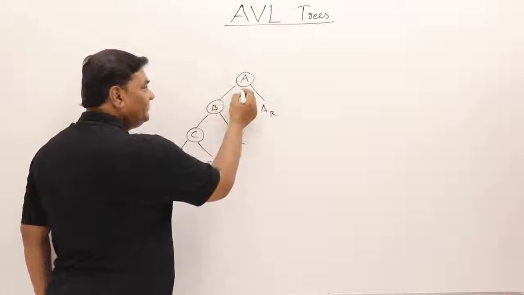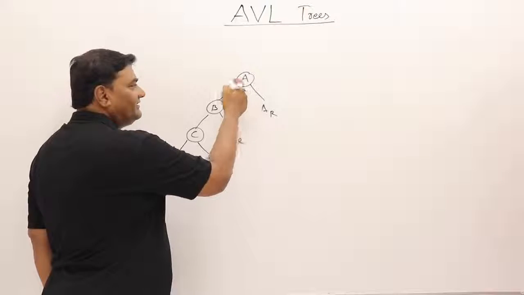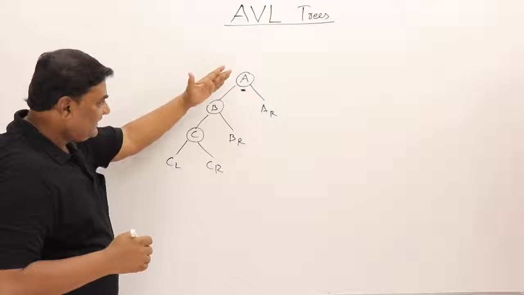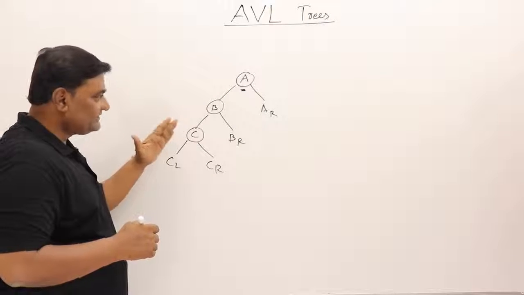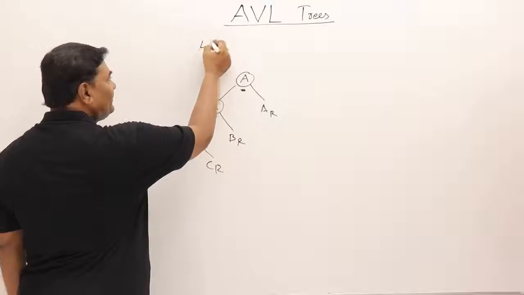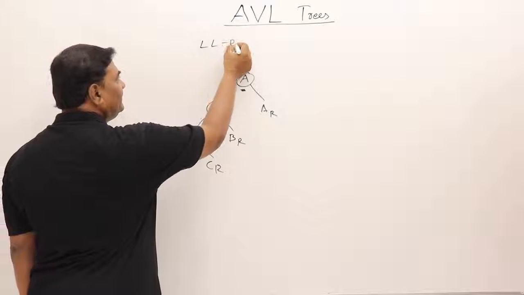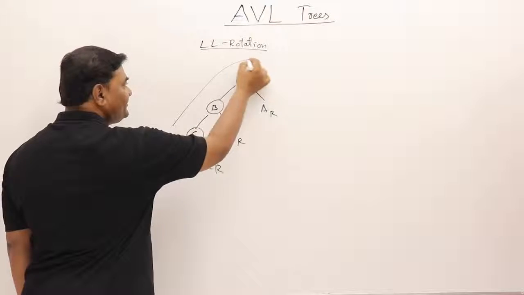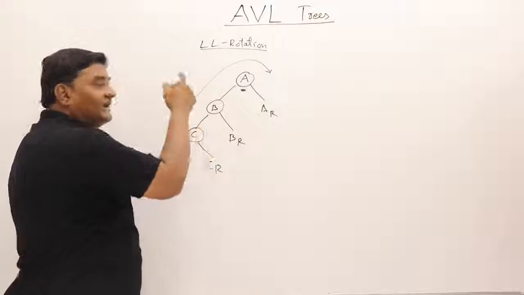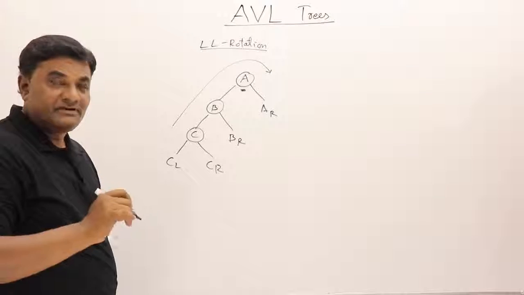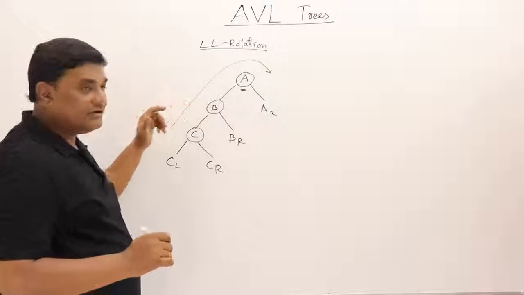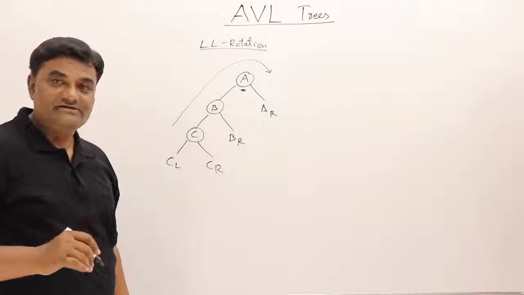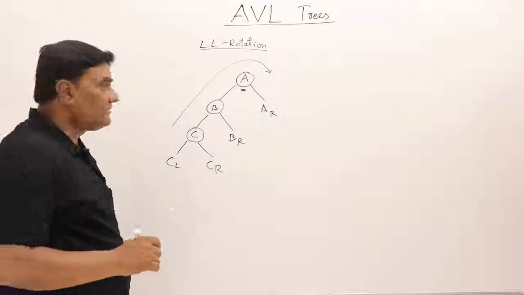But suppose this node became imbalanced. This node became imbalanced because of insertion on the left of left, this side. So LL rotation, how to perform this one? We have to perform rotation around this node. LL rotation means assume that insertion is done on the left of this A, and A became imbalanced. So let us look at how rotation is done over that node.